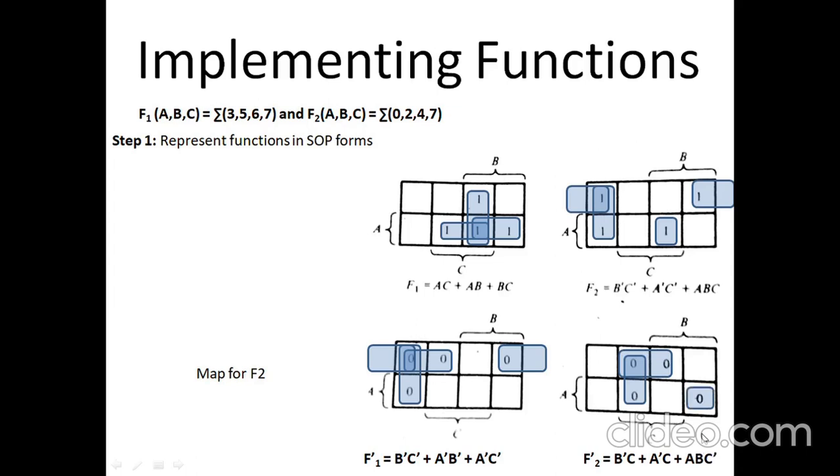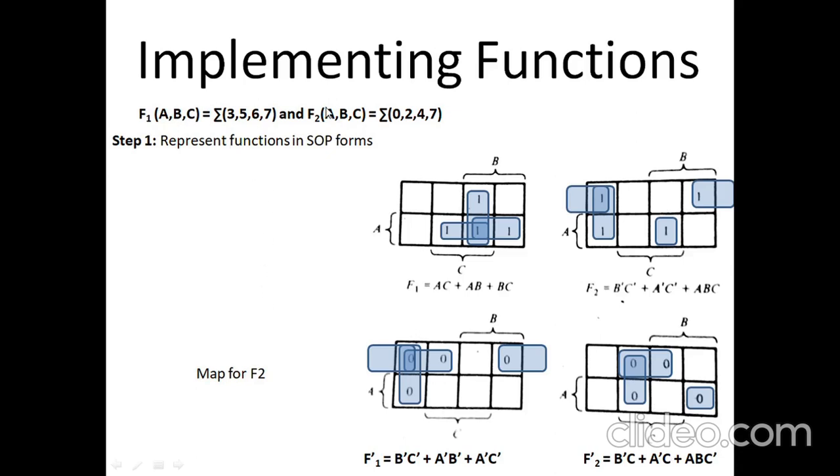And finally, we have a single square group, and the product term for this group is A, B, and C prime. So A, B, C prime is the product term for this group. So we have included all squares with 0 in a group, and we have created product terms for all the groups. So this is the Boolean function f2 prime in the sum of product form.